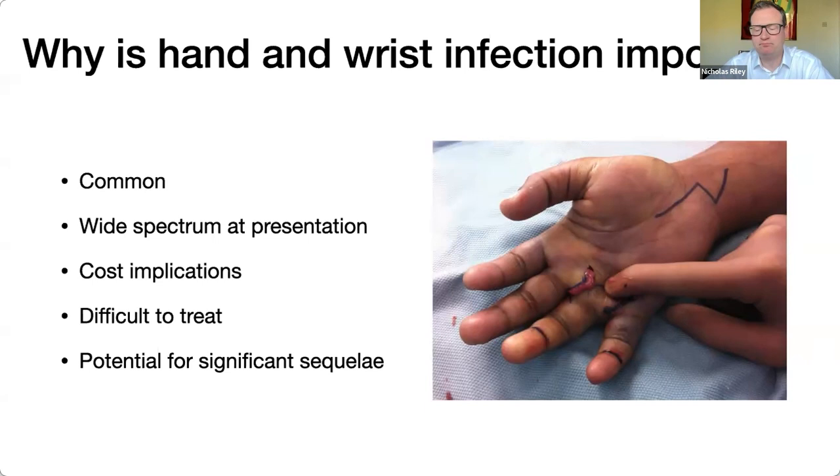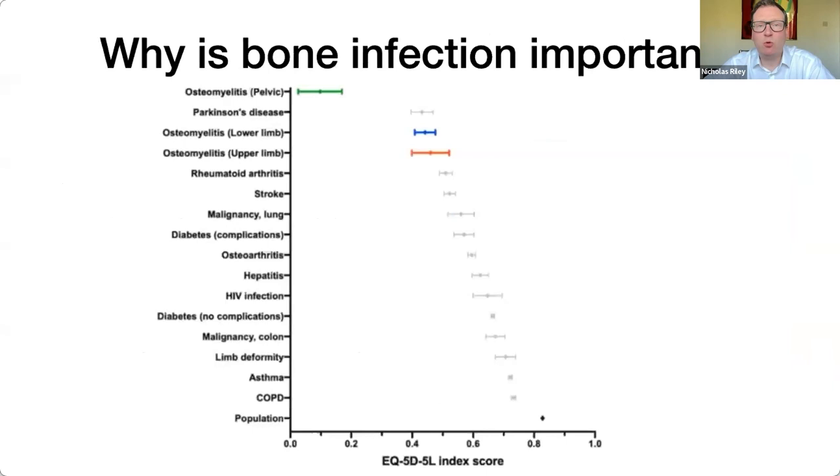Why is bone infection important? So this is a quality of life score. The bone infection unit in Oxford undertook quality of life scores on all the patients who were referred with bone infection. And what you can see is that osteomyelitis of the upper limb patients have worse quality of life than patients who've had a stroke or who have lung cancer or colon cancer. So we can see that bone infection significantly affects patients' quality of life.